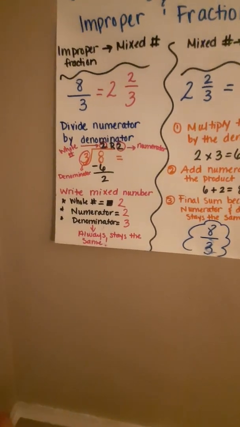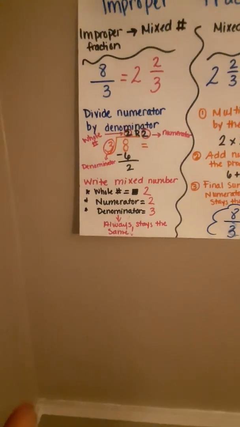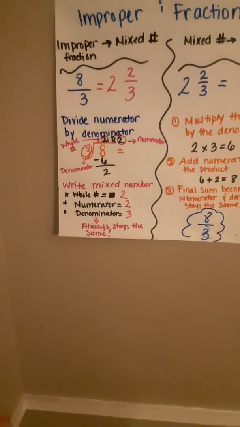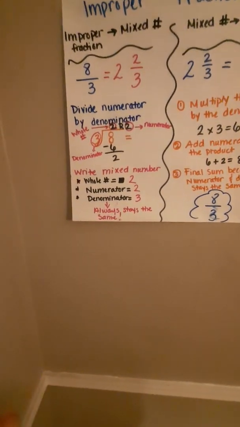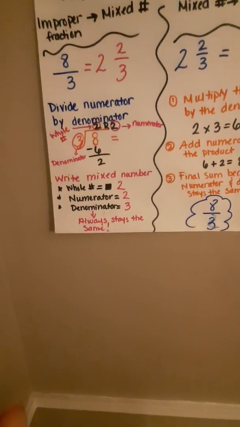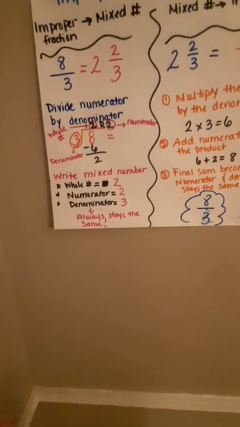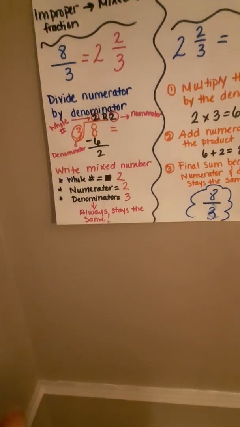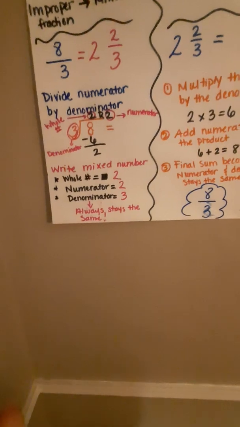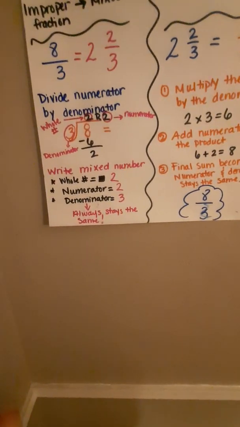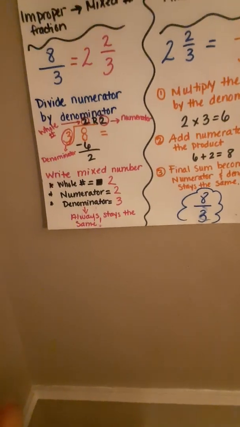How, Miss Benjamin? How did you get this? All right, let's go through this. The first thing we need to do is divide the numerator by the denominator. And we're going to make this a division problem. 8 divided by 3. When I divide, I get 2 wholes with a remainder of 2. In other words, 3 goes into 8 2 whole times, and we have 2 remaining.